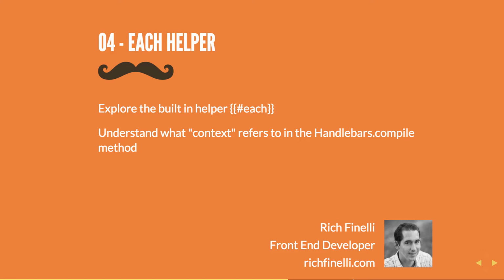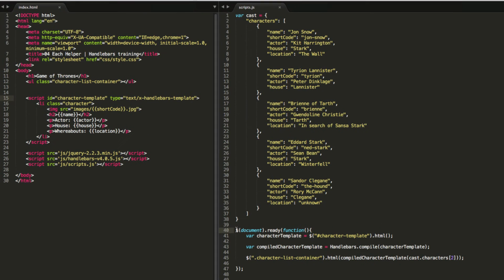Besides exploring the built-in helper each, we'll also try to further understand what context refers to in the handlebars.compile method, which we actually touched on quite a bit in the previous video. Here's the JS we left off with, and I want to review what we were doing here.